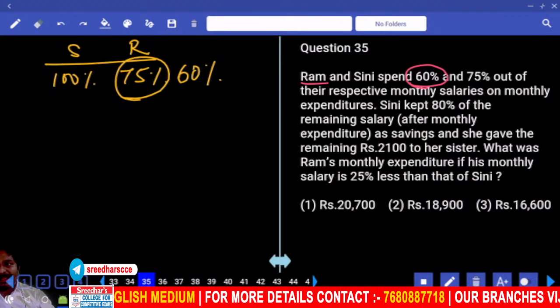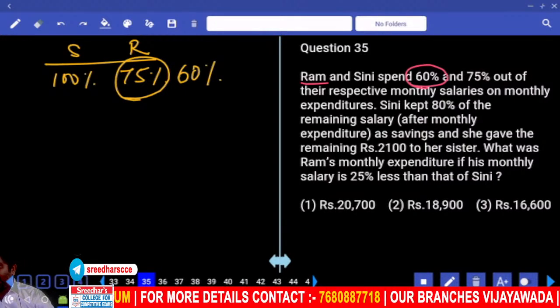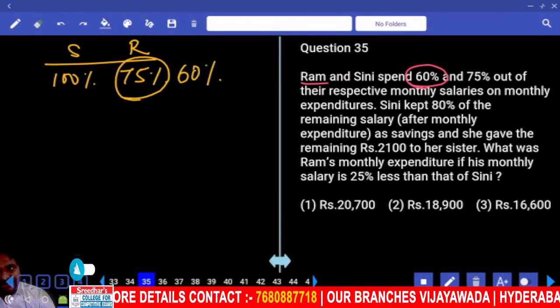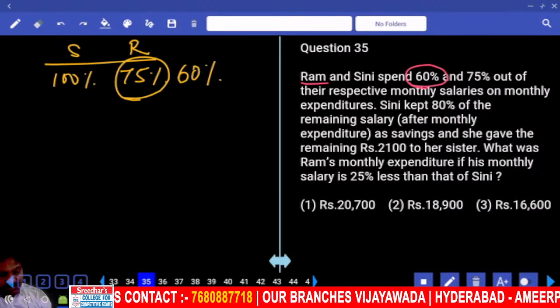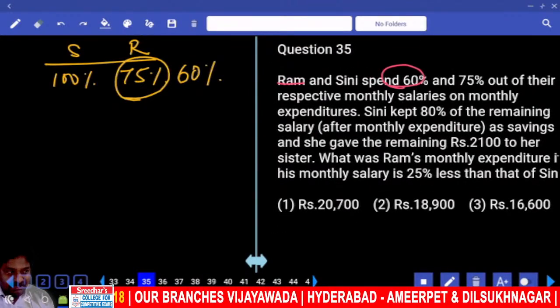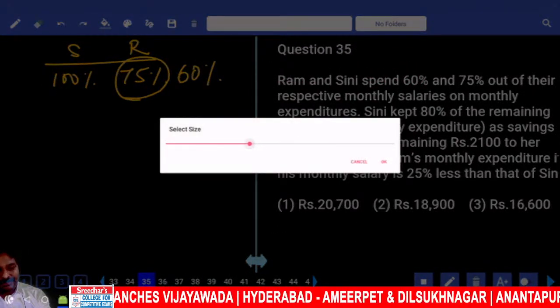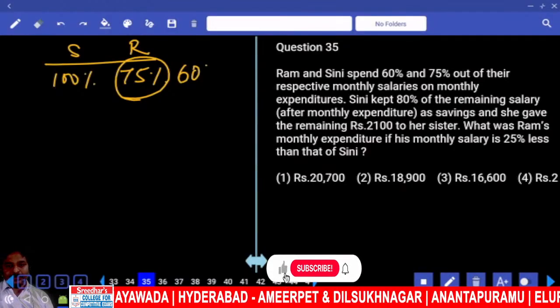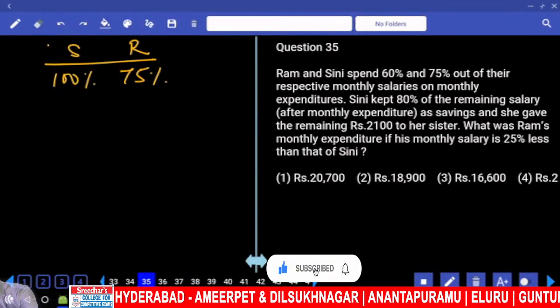So finally we have to calculate 60% of 75%. Agreed? Which is a 9 multiple. When you go to options, the first option is a 9 multiple, the second option is also a 9 multiple. Multiple options are there, so we have to calculate. Incomes we have already written.